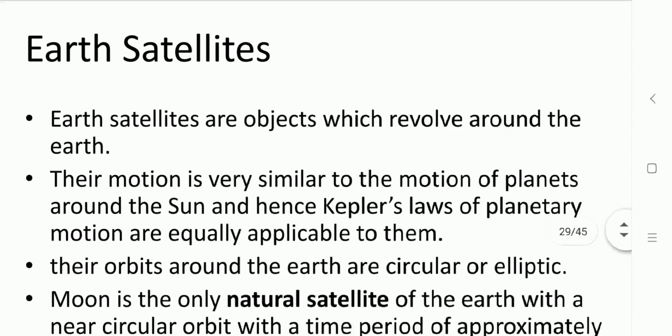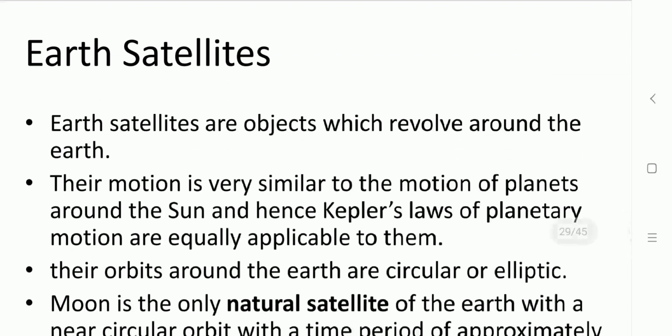Next, let us understand Earth satellites. Earth satellites are the objects which are revolving around the Earth. Their motion is just like the motion of planets around the sun, and these laws are given by Kepler. It's known as Kepler's laws of planetary motion. This is also applicable for Earth satellites. They take an orbital path around the Earth. This path can be circular or elliptical.